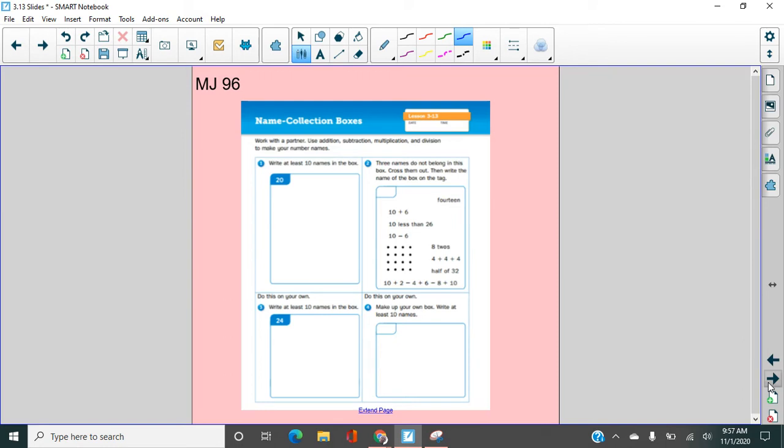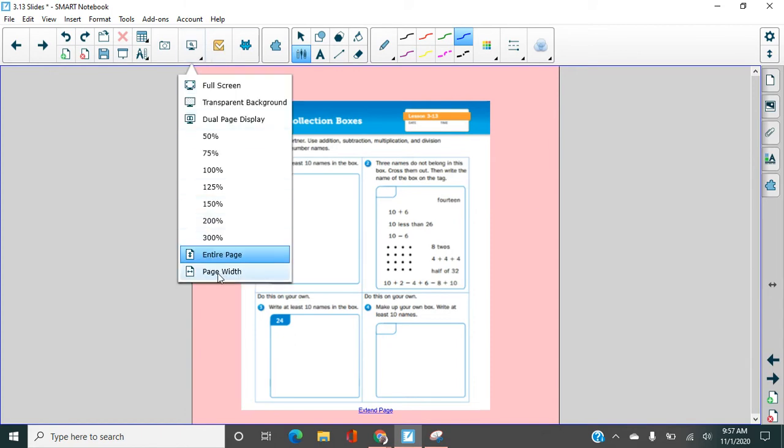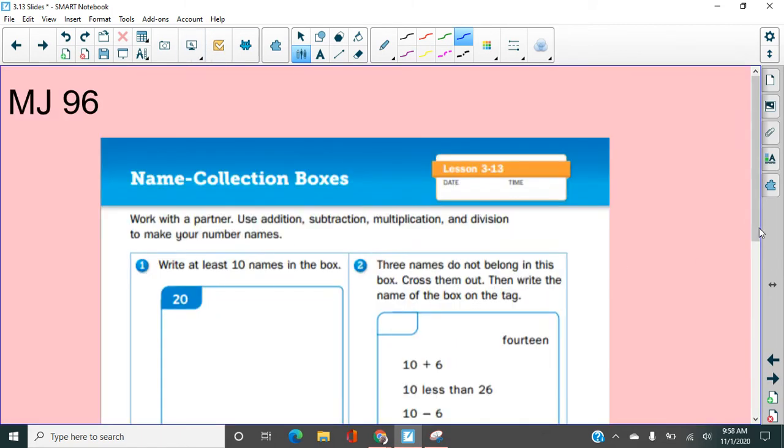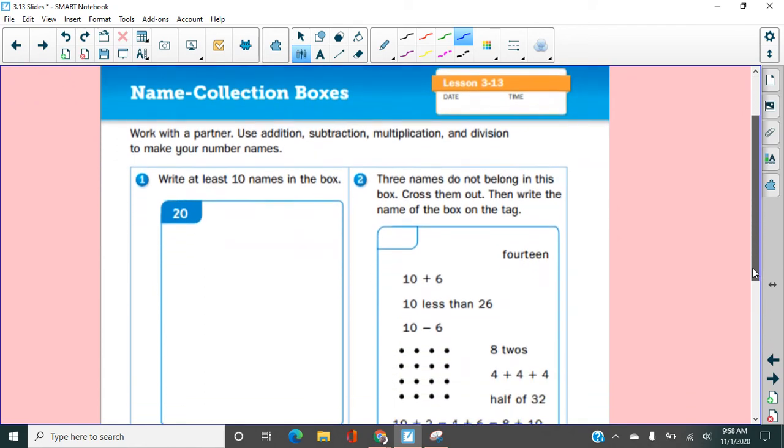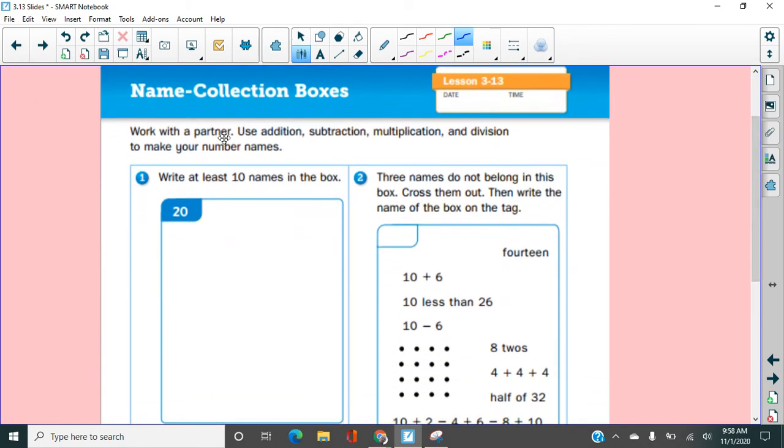All right, you're going to help me. We are going to do number 1 here together. We're going to come up with lots of things that equal 20, right? Work with a partner. Oh, you're my partner. We can use addition, subtraction, multiplication, division. We can draw pictures to equal, here's our number, 20. So start me off with an adding problem that equals 20.